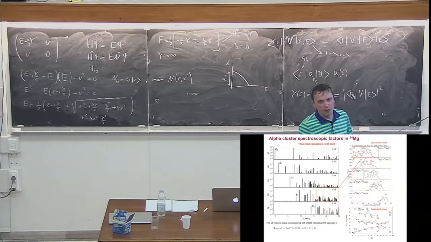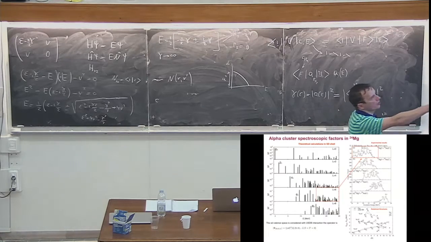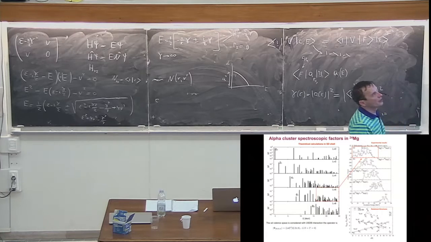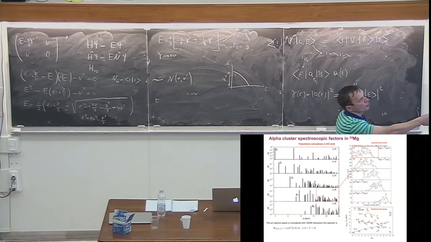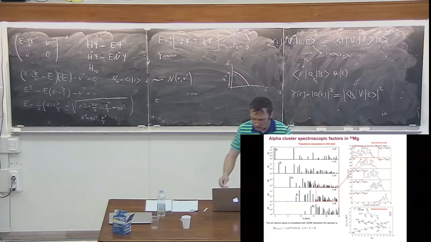widths through perturbation theory, and the width is a product of the phase space, the energy-dependent part, multiplied by the spectroscopic factor. These spectroscopic factors are shown here, and in fact some can be compared with experiments. So this is for alpha emitted from magnesium-24 in partial wave with L equals 6, just as an example.